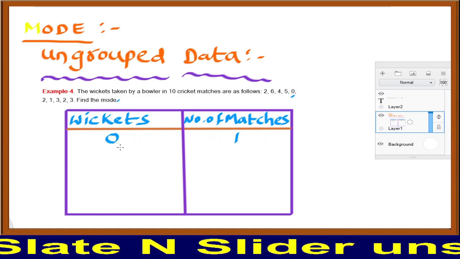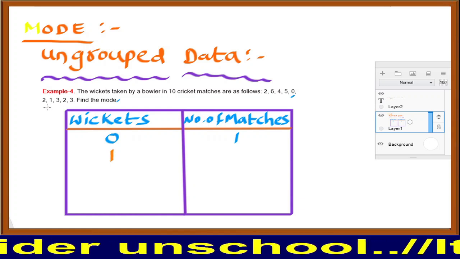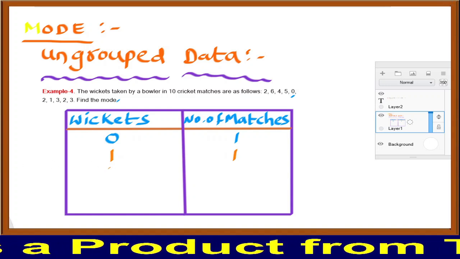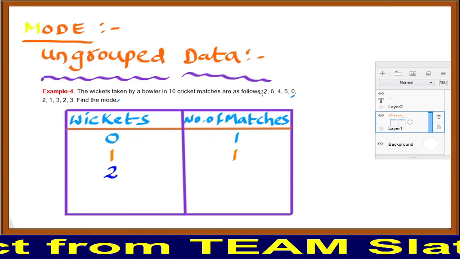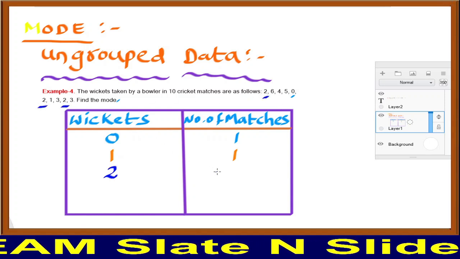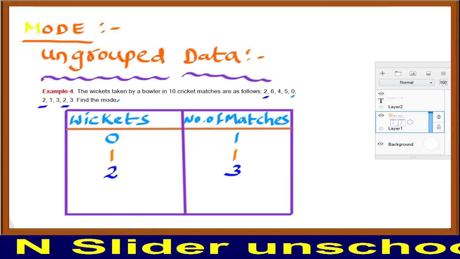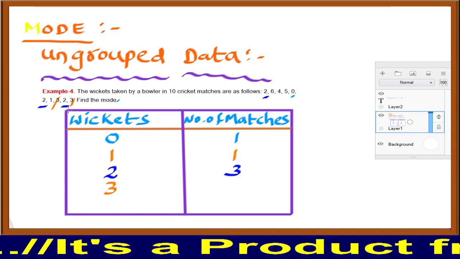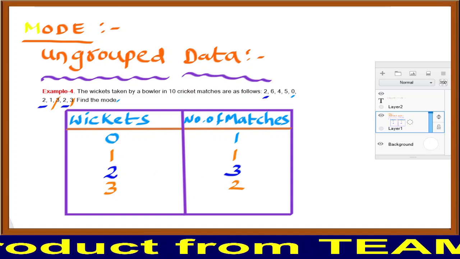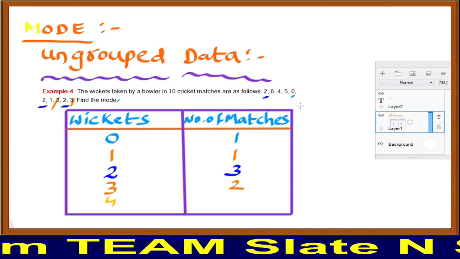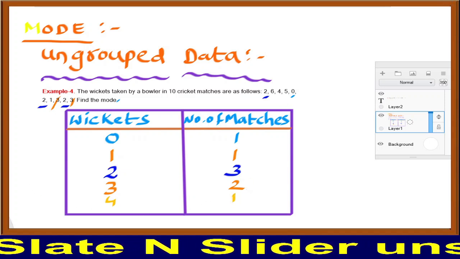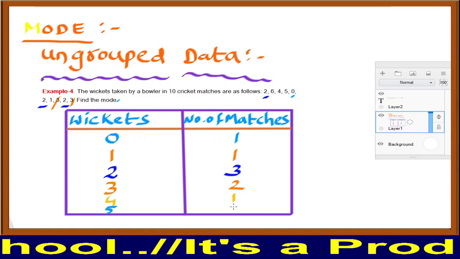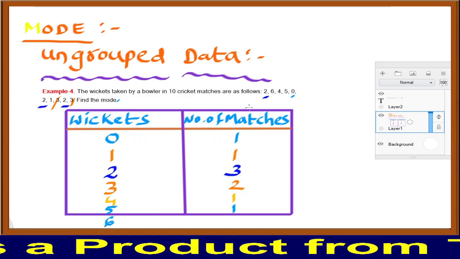After 0, we should take 1. Number of wickets is 1. So, 1 wicket is taken in only one match, and then write 2. 2 wickets is taken in 3 matches, and after 2 take 3 wickets. 3 wickets is taken in 2 matches, and 4 wickets in 1 match, and 5 wickets in only 1 match, and 6 wickets in 1 match.